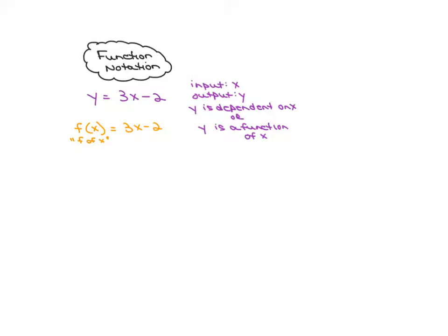Now it's super important: these parentheses have nothing to do with multiplication. f is not a variable. We're going to talk about what each of these pieces are, but I can't stress this enough. These parentheses have nothing to do with multiplication. So let's go through the different pieces of what each thing means.